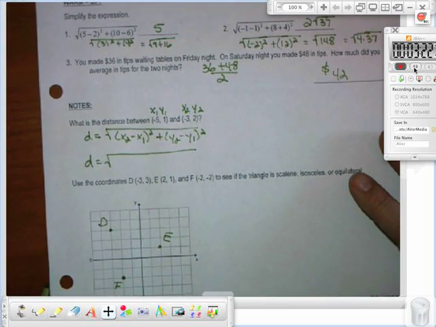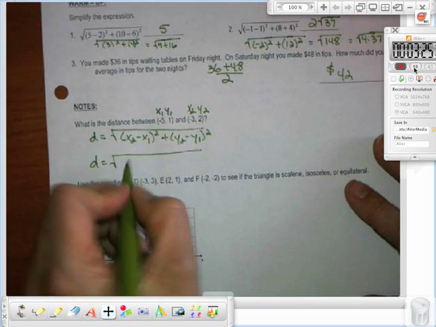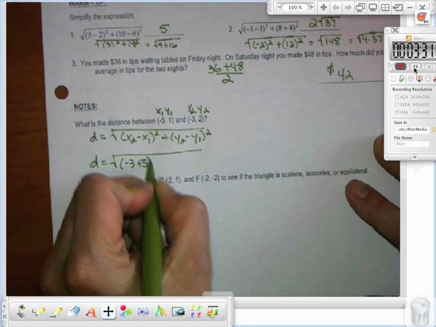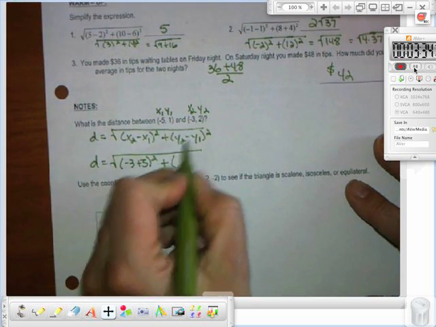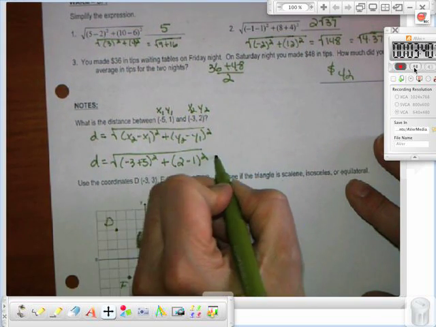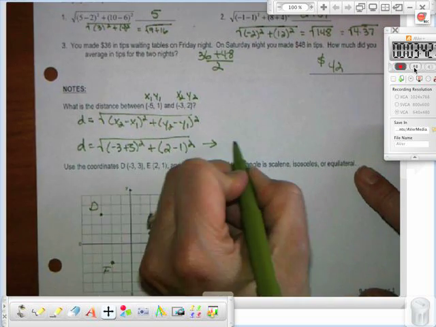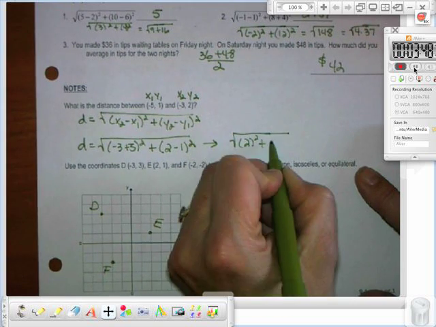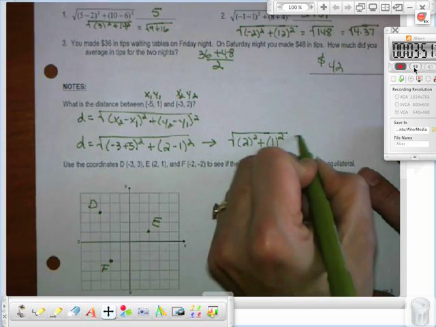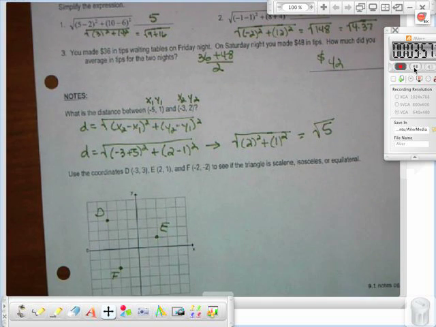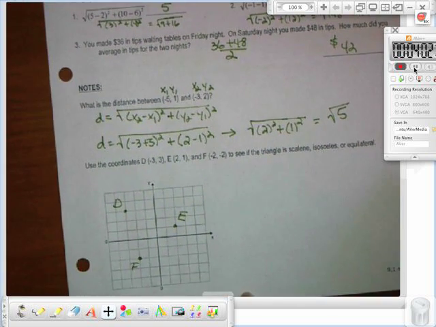Signs can be tricky here, so be careful when you're working with negatives. So my x2 is negative 3 minus a negative 5, which would be plus 5, squared, plus y2, which is 2, minus 1, squared. I'm going to take it over here and simplify it a little bit. That's going to be the square root of 2 squared plus 1 squared, which will equal the square root of 5. And I'm just going to leave it like that. Again, distance is positive, so you don't have to put the plus or minus in front of there. All right, so that's using the distance formula.